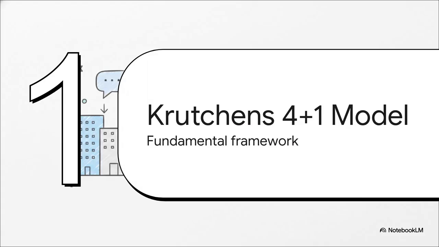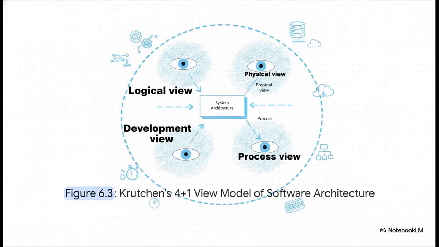Moving on to Section 2, Kruchten's 4+1 model. This is our fundamental academic framework. Okay, this right here is the real academic meat of our explainer today, so please take careful notes. To solve this exact problem of needing multiple blueprints, a researcher named Philippe Kruchten proposed a specific model back in 1995, and it has pretty much become a gold standard in software engineering.